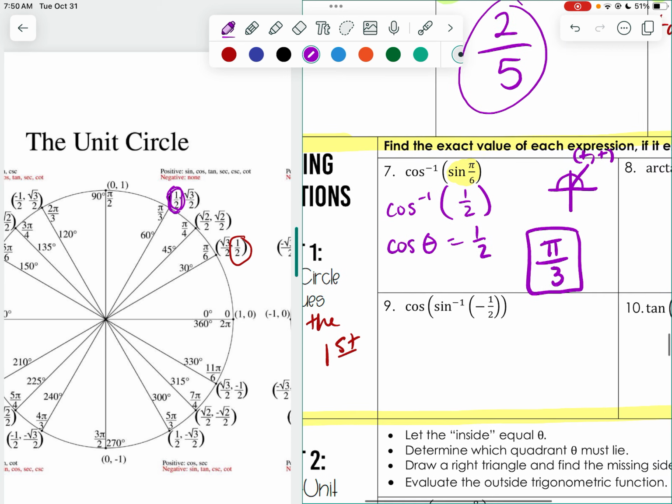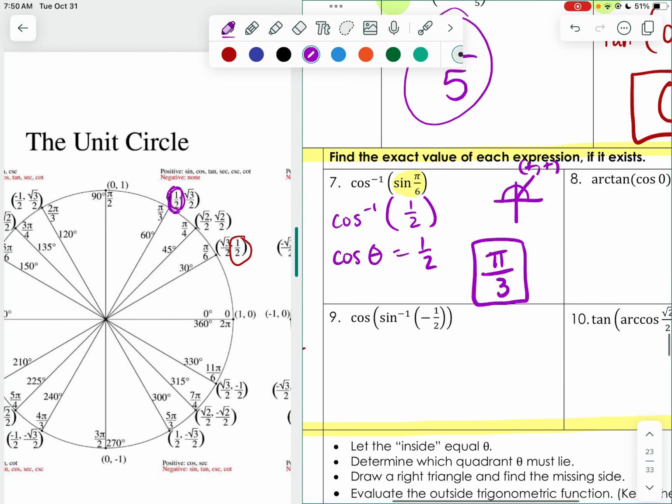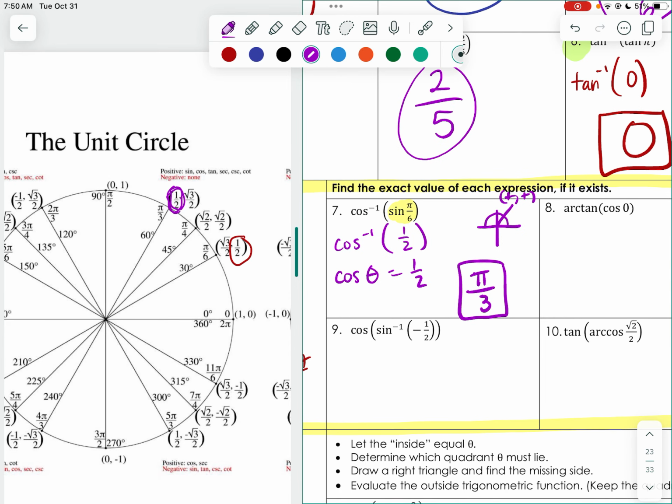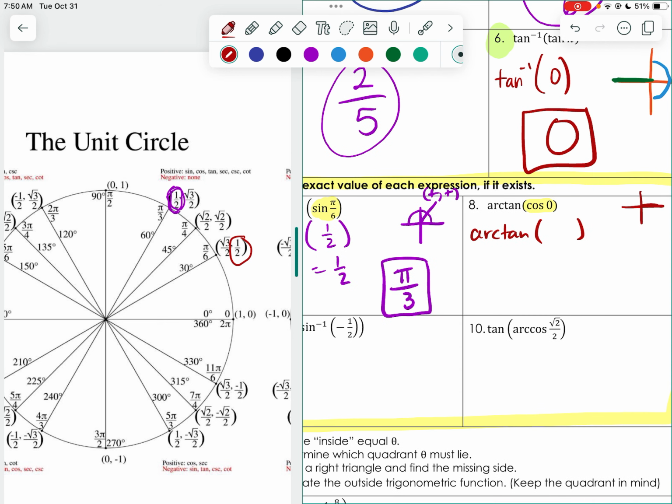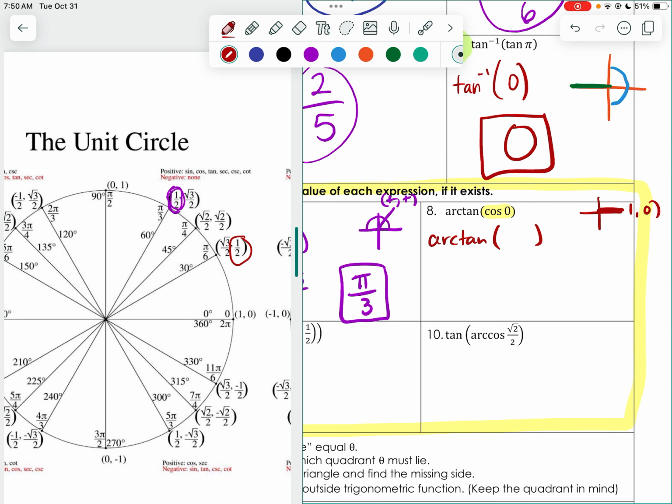All right, I'm going to go over to number 8. So this one is a little bit different. So this one's tangent. So this one I have arctan of cosine of 0. So again, let's do the inside part first. So we should know what the cosine of 0 is, right? On your unit circle, 0 is this piece that I'm kind of bolding right here. So that's the point 1, 0. Cosine of that is just 1.